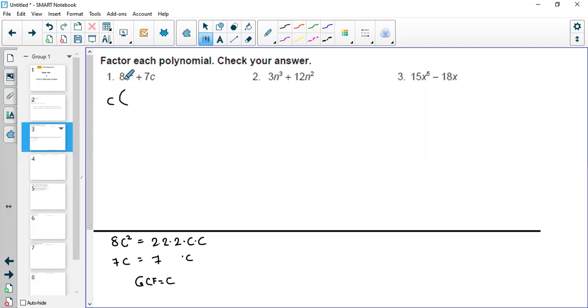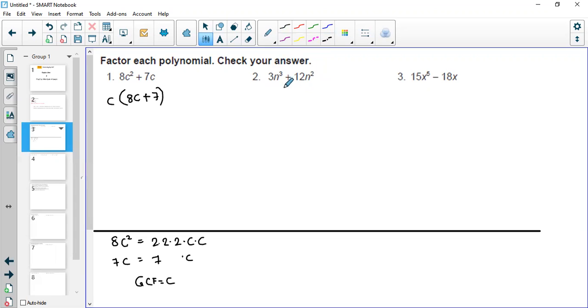So basically you're going to divide it with the c. 8c squared divided by c is going to give you an 8c, because c squared divided by c is going to give you a c, and then plus 7c divided by c is only going to give you a 7. So this is the factorization for this particular question.